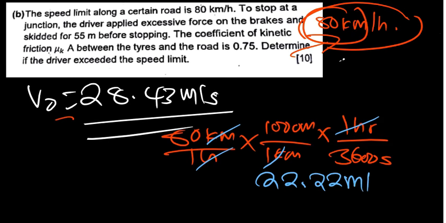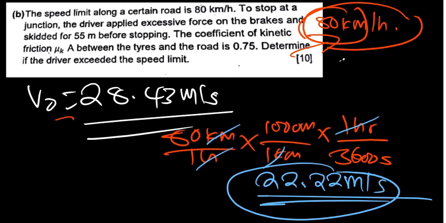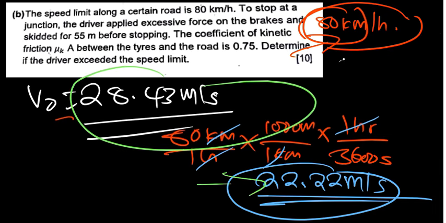So I'm getting the speed limit was 22.2 meters per second. As we can see, the driver exceeded the speed limit, because the speed at which the driver was traveling is a bit greater than the speed limit. As simple as that. So that is it for this question.